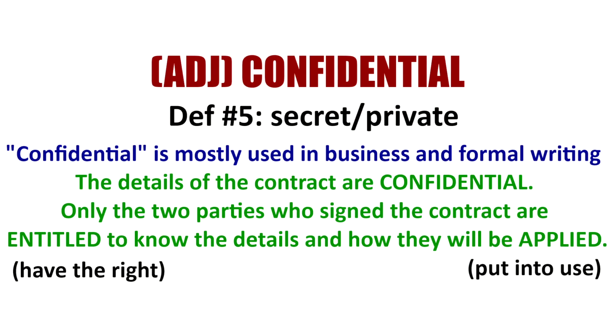All right, number 5 is confidential. Confidential means secret. Now, it's the formal use of secret, often used in business. For example, the details of the contract are confidential. Only the 2 parties who sign the contract are entitled to know the details and how they will be applied.